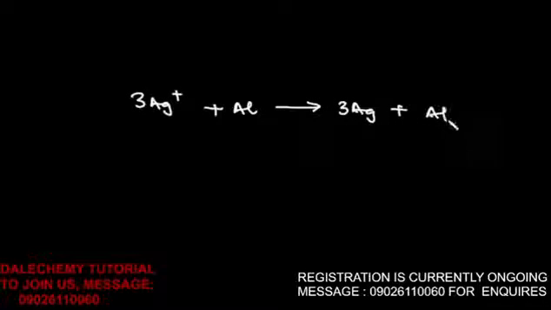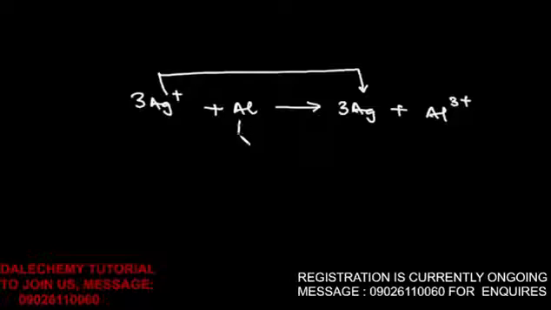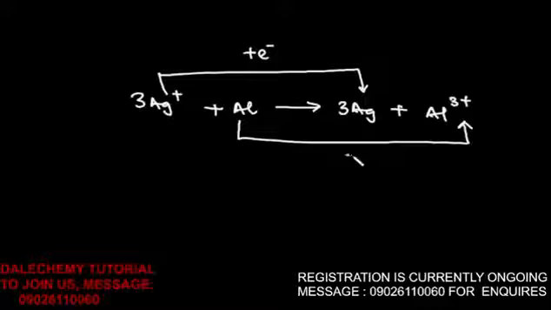Let's say we have 3Ag+ plus Al to give 3Ag plus Al3+. So this actually has gone from +1 to 0, and this has gone from 0 to +3. So this is what? Reduction. It has gained one electron to become neutral, and this has lost 3 electrons. Now notice that the number of electrons gained in reduction is the same as the number of electrons lost in oxidation.